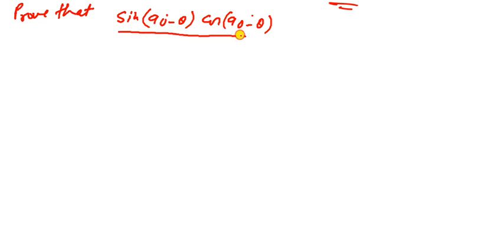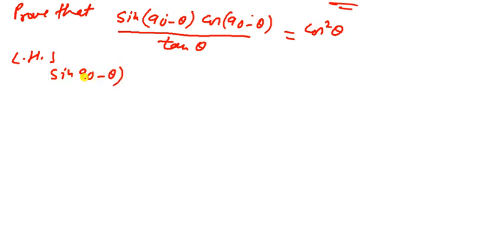Now come to the second question. How can we solve the next question? Next question is to prove that sine 90 minus theta cos 90 minus theta upon tan theta is equal to cos square theta.